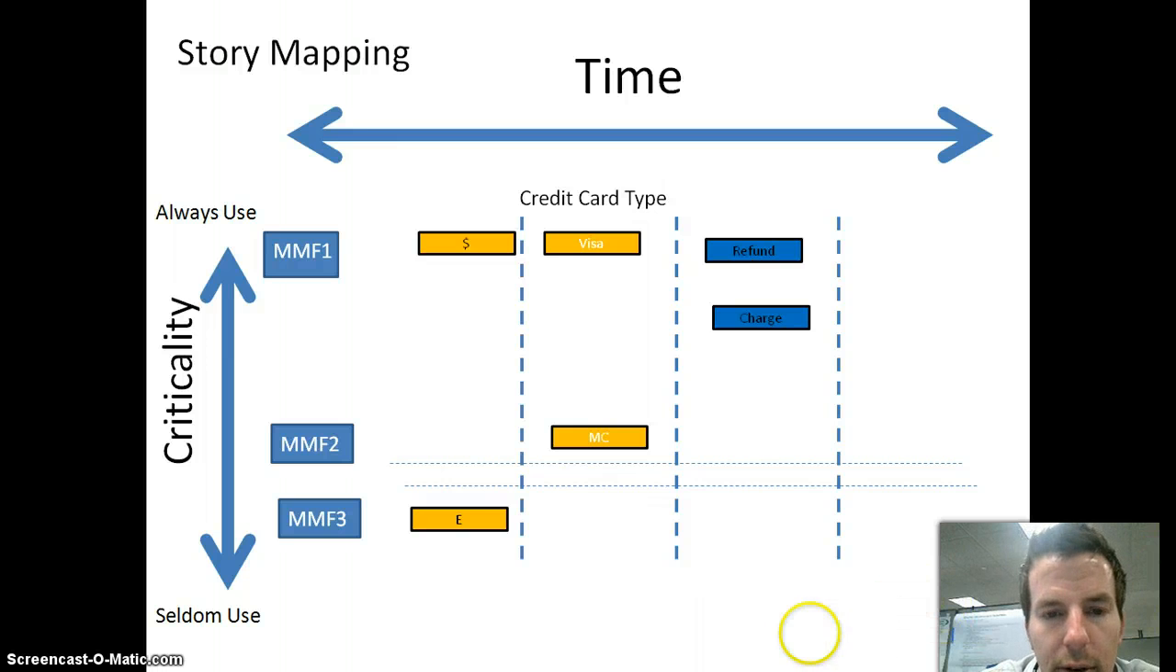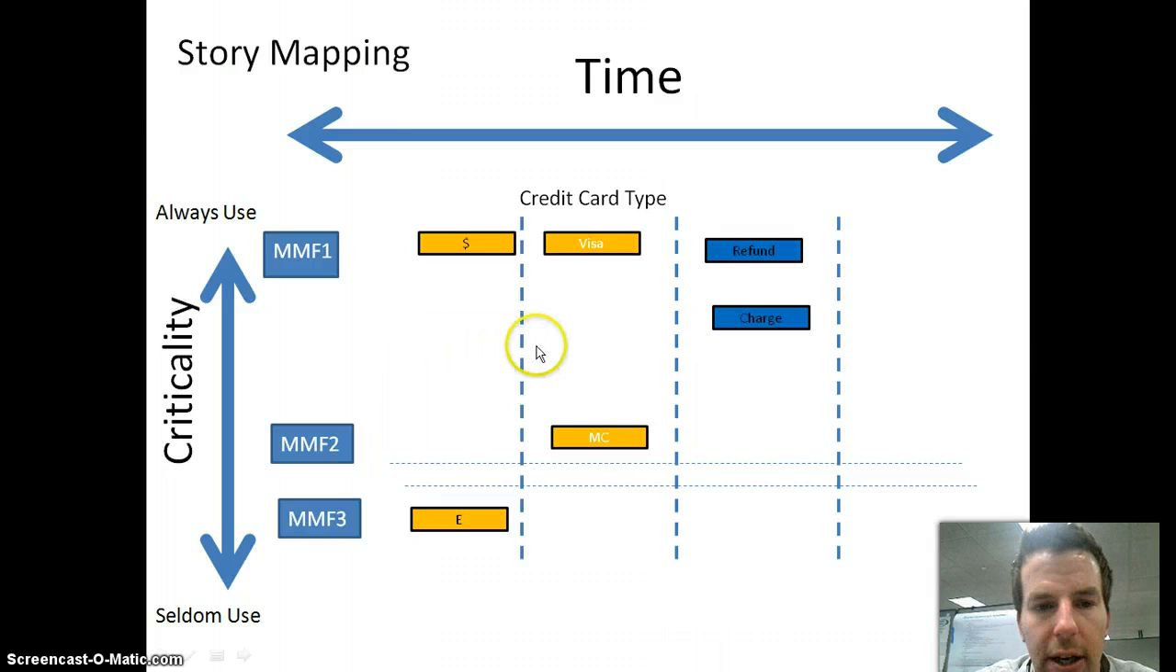So in this example, you can see that in this minimal market, so let me explain story mapping. So story mapping in the top left corner is the thing the customer does first, and the far right hand side is the thing the customer does last. And then on this scale you use criticality, so then you use customer use to seldom use.